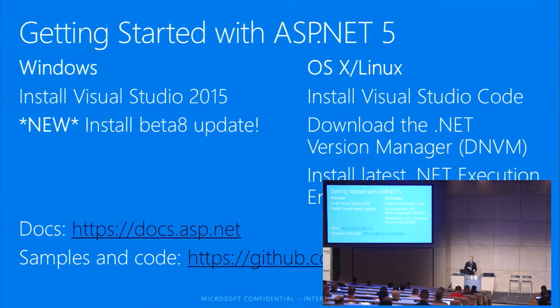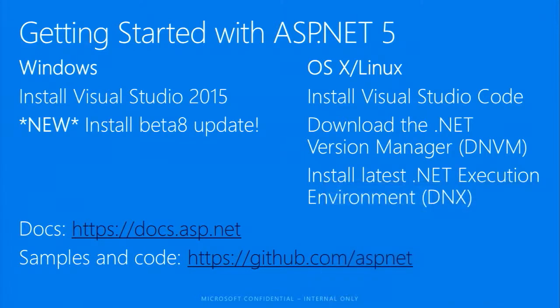If you're on OS X or Linux, we have Visual Studio Code as a tooling experience. Again, that's not required. It's just a way to do .NET development, a great way on Mac and on Linux. And then you use the .NET Version Manager tool, DNVM, to acquire a .NET execution environment that you can then use to run and install and publish ASP.NET 5 applications. We do have docs. Those are on the docs site, docs.asp.net, and our samples and code are all on GitHub, github.com/aspnet.